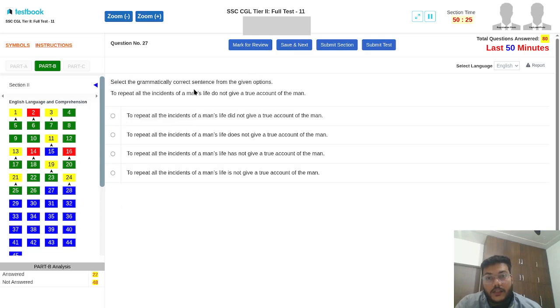Select the grammatically correct sentence from the given options. To repeat all the incidents of a man's life does not give a true account of the man. Did not give. Has not given. Is not given. Does not give.